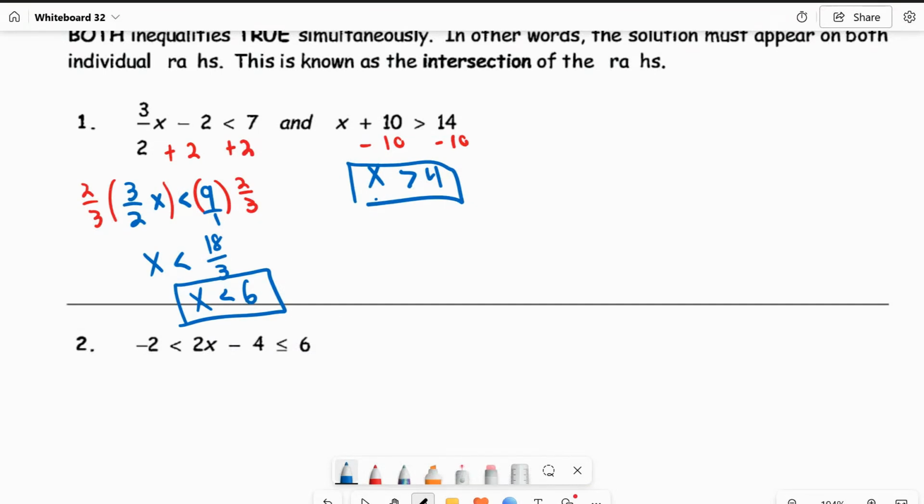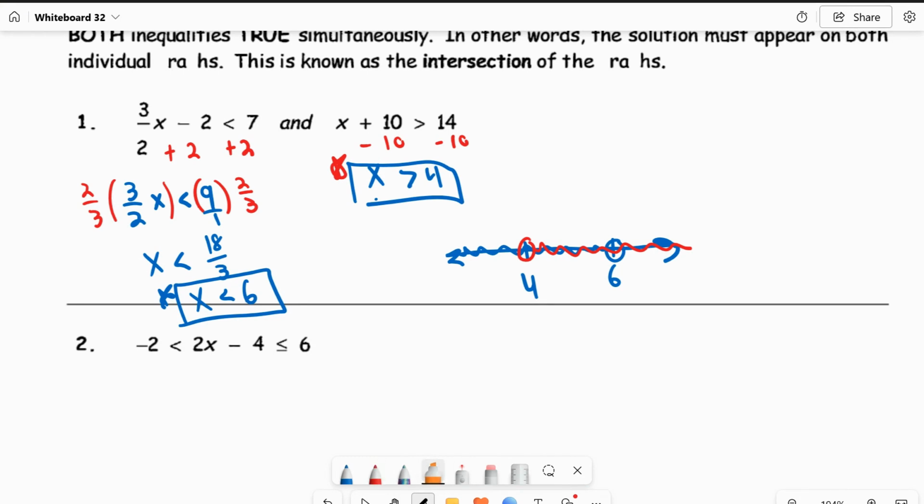What I typically do is graph this on the same graph. Making my number line here, I will put both 4 and 6 on my number line. For x is less than 6, that'll be my blue graph. I have just less than, so I'll use an open circle, and I am going to shade to the left. With x is greater than 4, I'll make that my red graph. I'm going to have an open circle at 4, and I'm going to shade to the right.